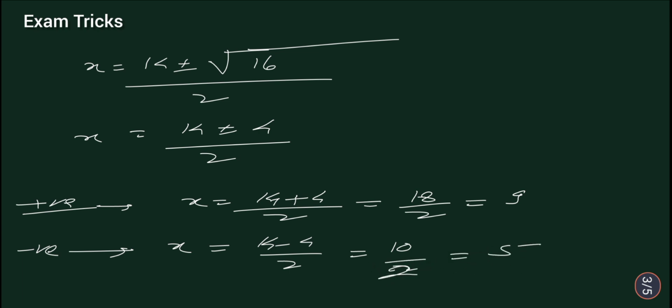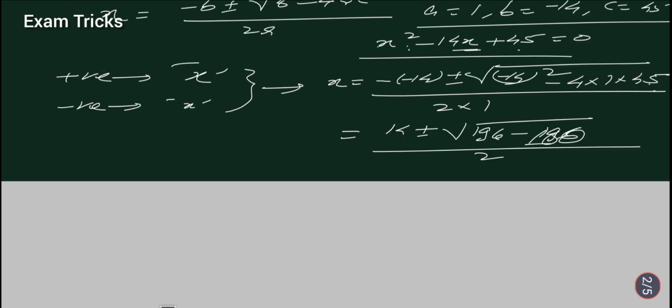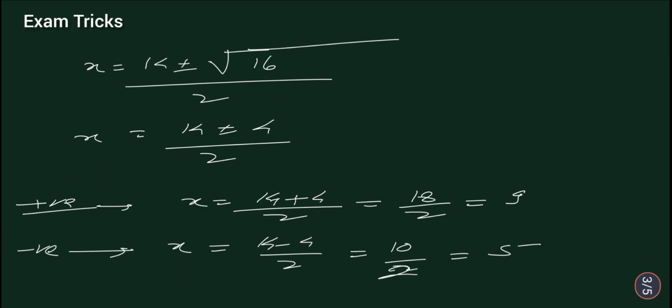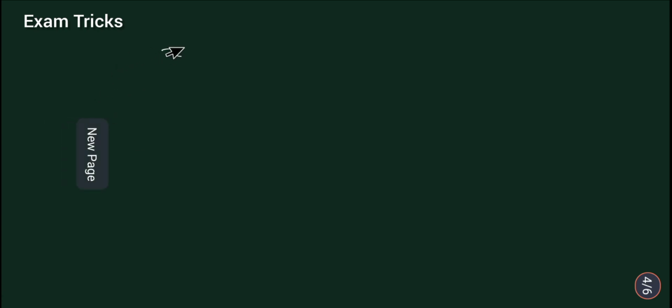But this is the long method. I will tell you the trick, the shortest method to solve this equation in just a few seconds, right? Taking the same example: x square minus 14x plus 45 is equal to 0.